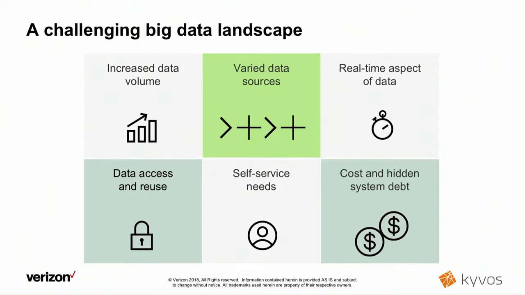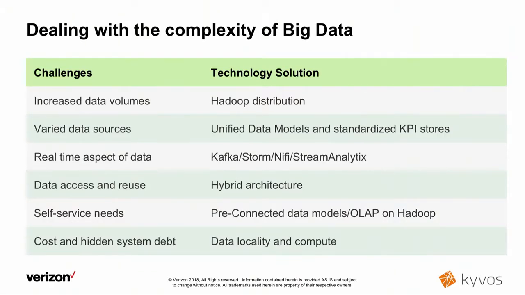Last but not least, we had a limited budget, and we wanted to make sure we deliver it in a quick fashion. So how did we answer these challenges, right? First, for the increased data volumes, we went with Hortonworks Hadoop infrastructure. For varied data sources, we went with unified data models, and we sat with the business and came up with standard KPIs.